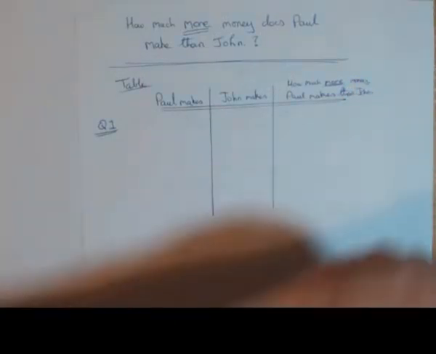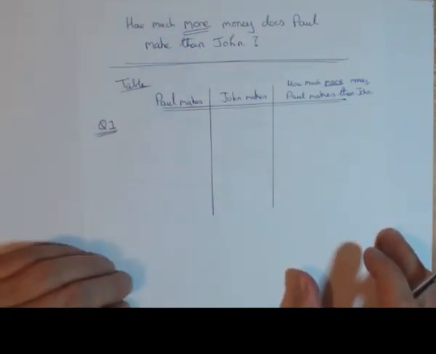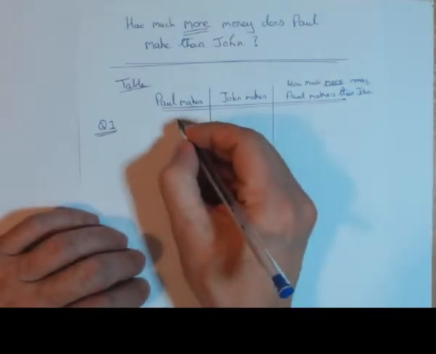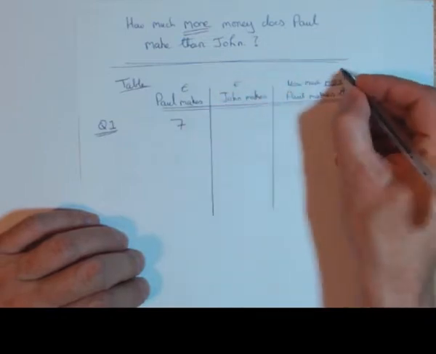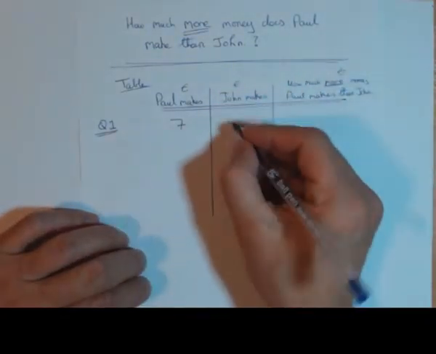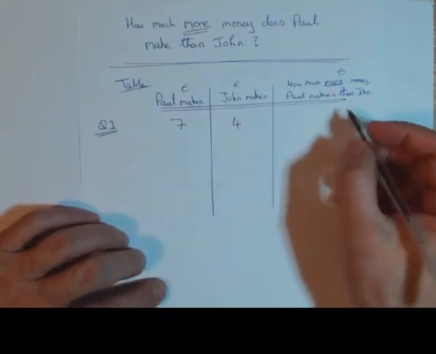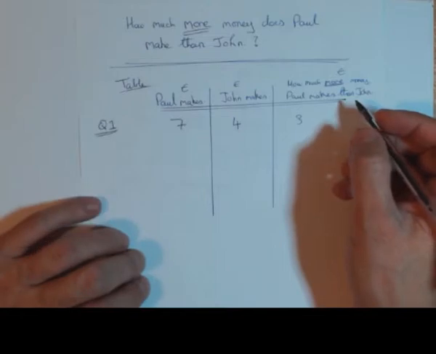Okay, which sounds like a nice simple question, but we're going to be introducing a new idea about negative numbers as well. So let's have a look at the first question. Let's say Paul makes €7. I'm going to say this is all in euro. So Paul makes €7 and John makes €4. So the question, how much more money Paul makes than John, is €3. Very simple question. I'm sure you know how to do that.